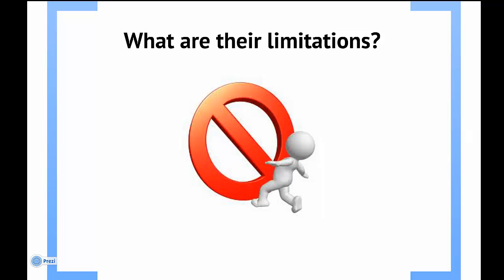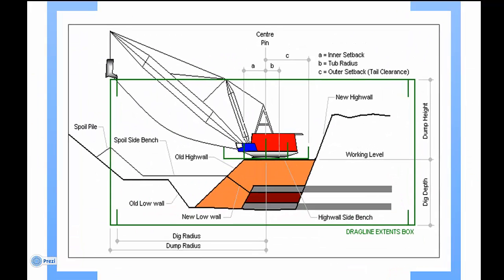The position of the material. They can only move dirt within a limited extent. Generally, they're moving dirt sideways, so there is minimal flexibility compared to a truck and shovel operation. And also their specifications. They have limits on the reach of the bucket, the angle of the boom, the grade they can work and walk on, and their dig depth and dump height. So on screen here we've just got an example of the dragline extents.